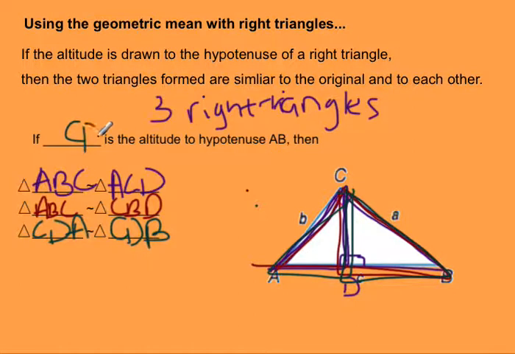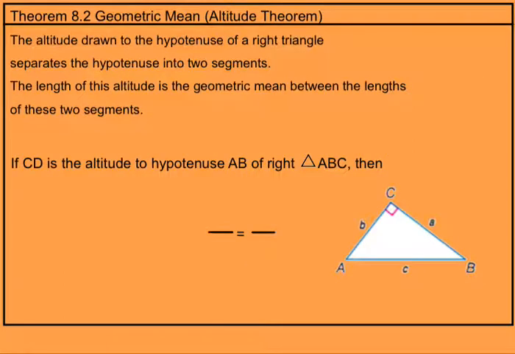If CD is the altitude, or the height, that's what we know. Let's take a look at a theorem that we can apply to this. If the altitude is drawn on the hypotenuse of the triangle, it separates the hypotenuse into 2 segments. The length of this altitude is the geometric mean between the lengths of the 2 segments. Let's call this length x, and this length y, and I'm going to call my altitude z, or my geometric mean. If we set that up as a proportion, our short length over our altitude is equal to our altitude over our long length. Notice that because it's the mean, it's on there twice.